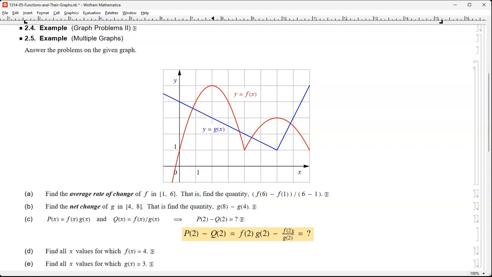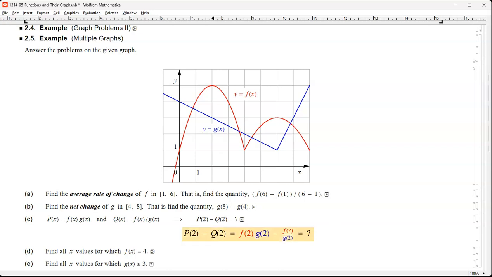But remember, f of 2 is coming from the graph of f, which is red, and g of 2 must come from the graph of g, which is blue here. And here, f of 2 is red, g of 2 is blue. Excuse me, I hit the wrong key. Okay, one at a time.